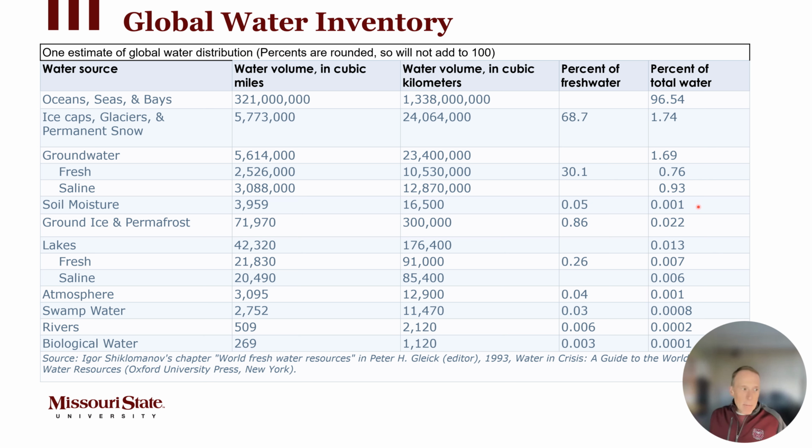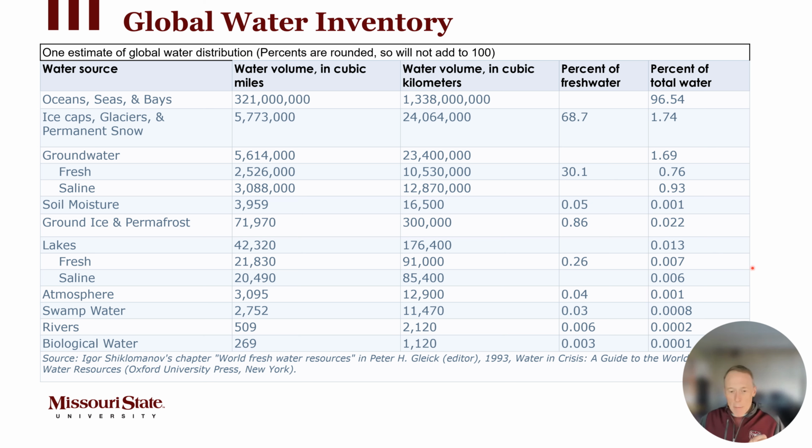Now, there's a tiny bit in soil moisture, tiny bit in ground ice and permafrost, a tiny bit in the lakes, a tiny bit in the atmosphere. I kind of find it hilarious that they list swamp water here versus other wetlands, I guess. I think we'd usually just call that wetlands, although not all wetlands would be classified as swamps. But anyway, there's a little bit in rivers, and then biological water is actually the water that's tied up in you, me, and all other living organisms.